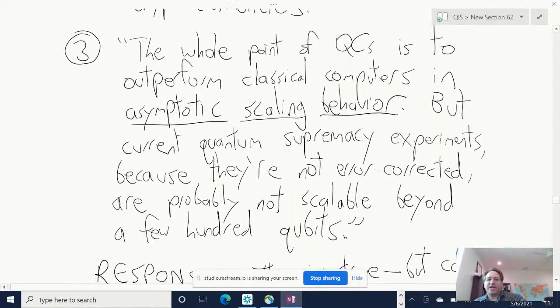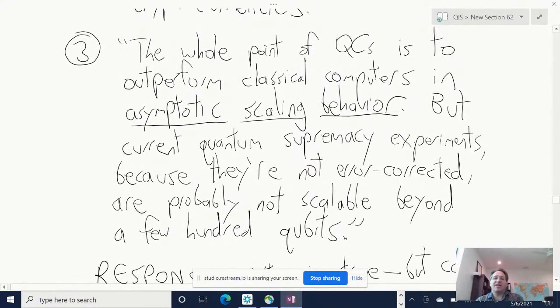Okay, now the third objection is, the entire point of quantum computers was supposed to be to outperform classical computers in asymptotic scaling behavior. That is, to solve problems with polynomial scaling in N that classically would have required exponential scaling with N. But there's something fishy about the quantum supremacy experiments, at least the existing ones, because they are not scalable, right? Because the qubits are not error corrected, we don't expect to be able to scale these experiments beyond, let's say, a few hundred qubits at the most.